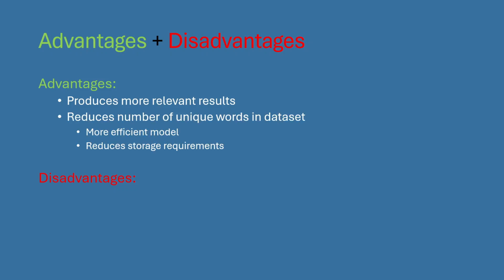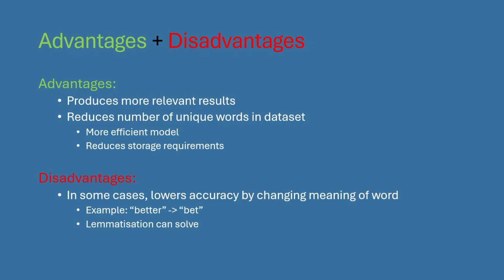And then, as I said before, it makes it more efficient. The number of unique words in the dataset is reduced, which obviously makes it more efficient to search the index of the words in the vocabulary and the associated documents, and then obviously reduces storage requirements because there are fewer words. But there's one major downside to stemming, which is that in some cases, it lowers accuracy by changing the meaning of a word.